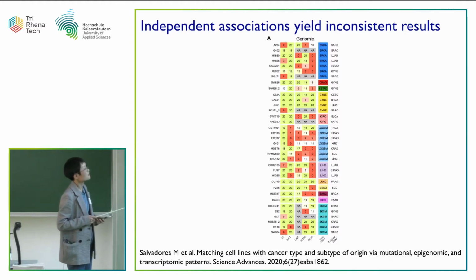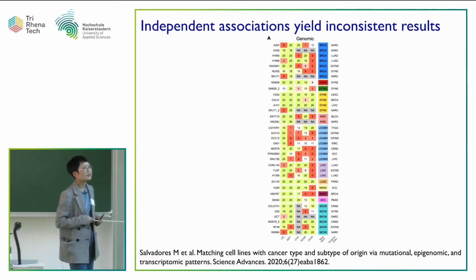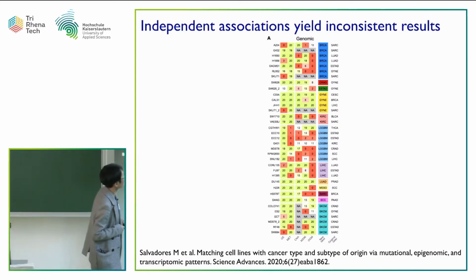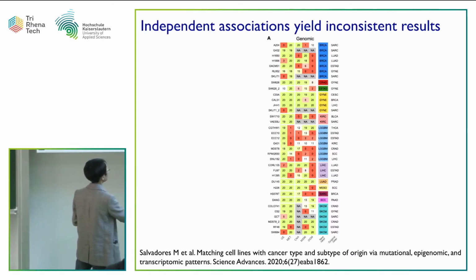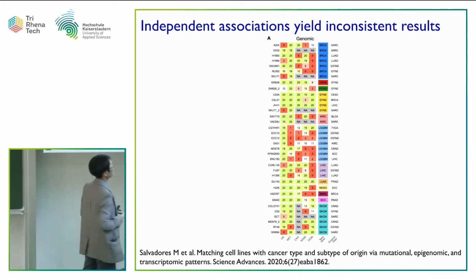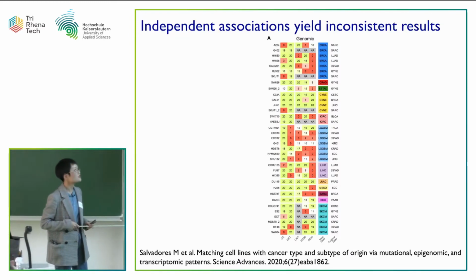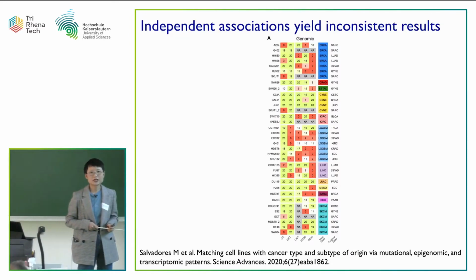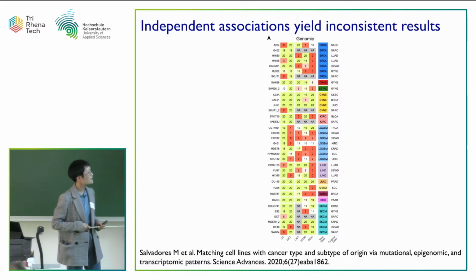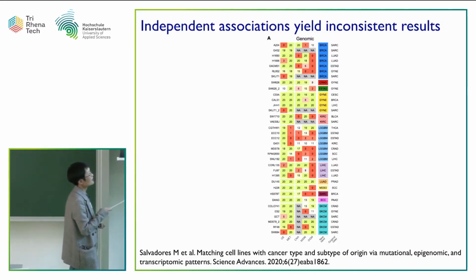So as you see, for most of the analyses, the results are very inconsistent, even when using the same data type. The best example is MS96, that is a mutation signature, and OGM, that is oncogenic mutation. The two types of features are all derived from somatic mutation profiles. However, you see most of the cell lines have very different results.